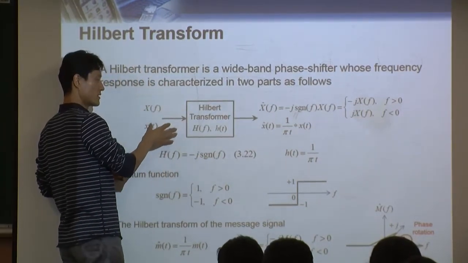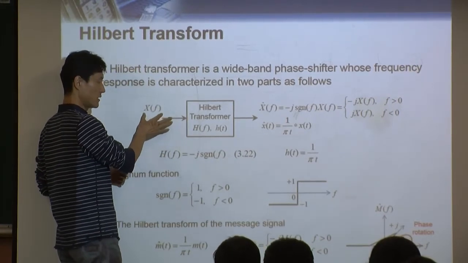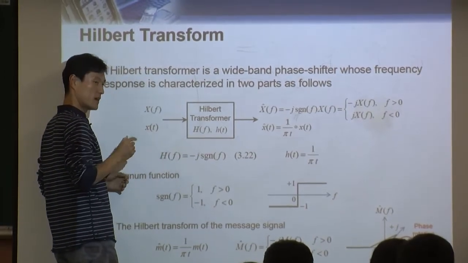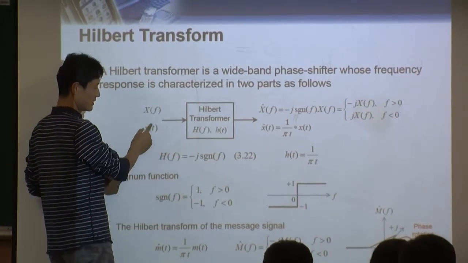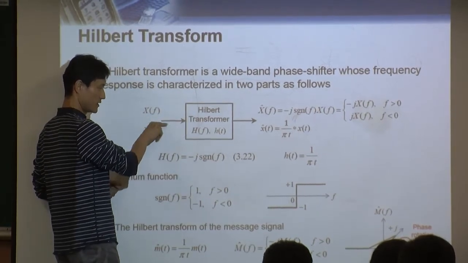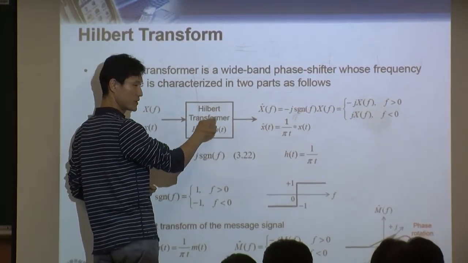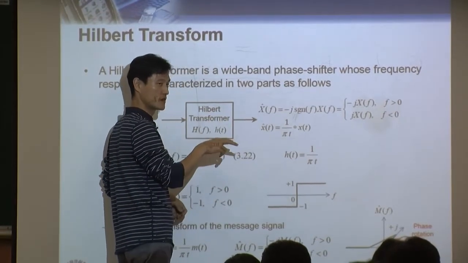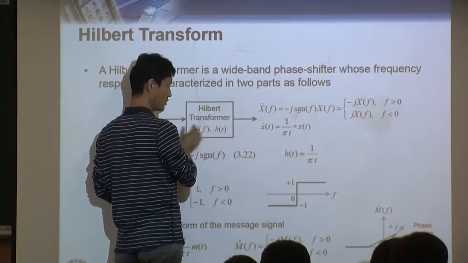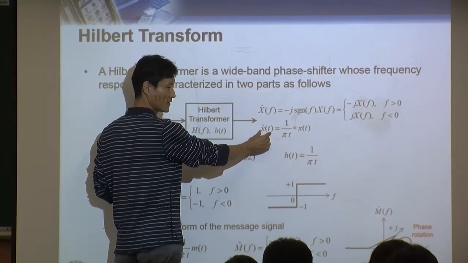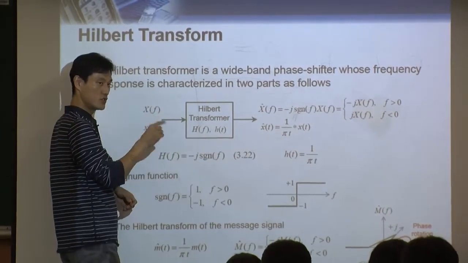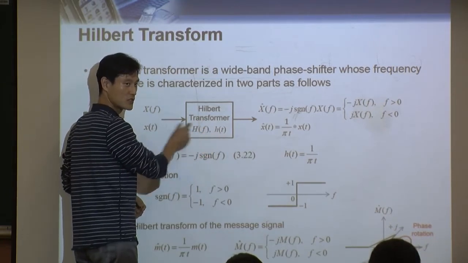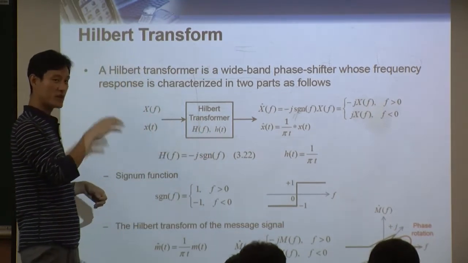Now go back to this. Remember the relationship between the input, the output and this filter. Let's think about the time domain. Let's say x(t) is an input signal in the time domain, h(t) is the filter response in the time domain, and x hat(t) is the output. Then what is the relationship between these? How do you get x hat(t)? x hat(t) is the convolution between x(t) and h(t).